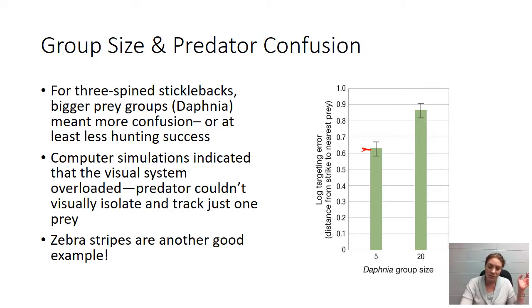When the group size was small, like 5 water fleas, the predators were pretty good at catching them. When the group size got bigger, their error went up markedly. They became less able to target the water fleas in the group effectively. This is partly because, according to computer simulations, the visual system was basically getting too much input. It overloads and causes confusion, and the animals can't visually isolate and track one of the prey, just like the zebra stripes.